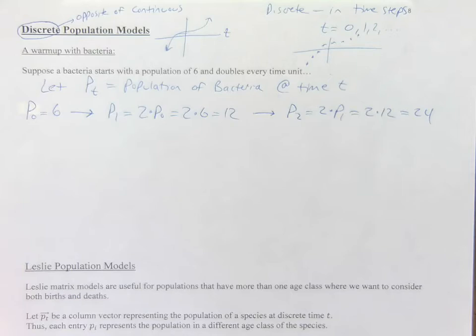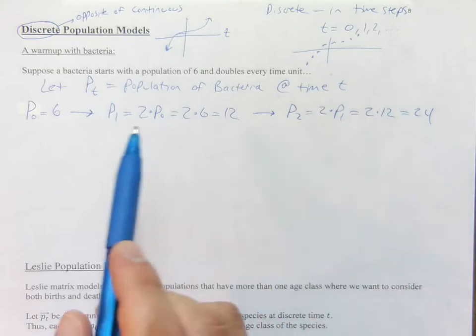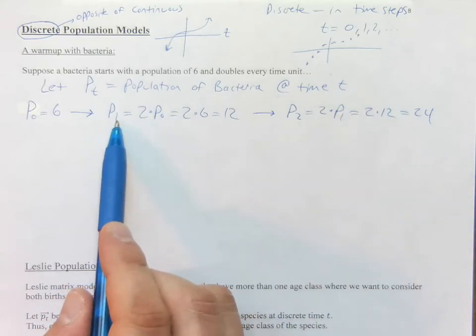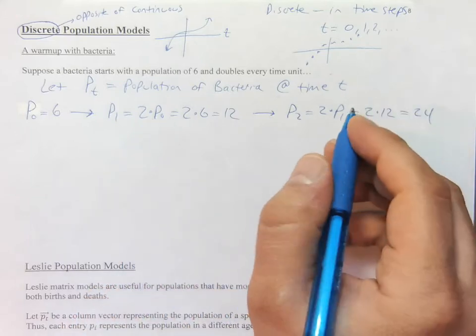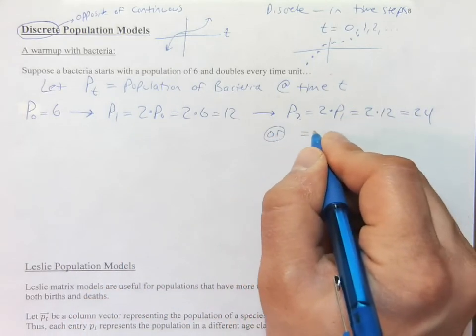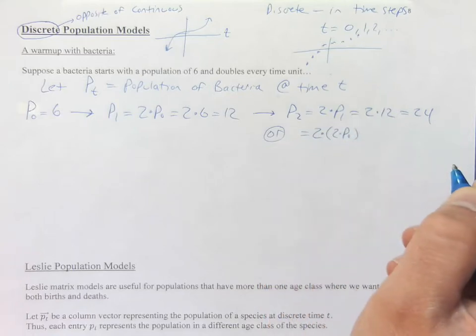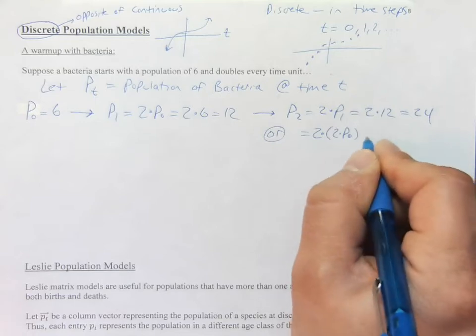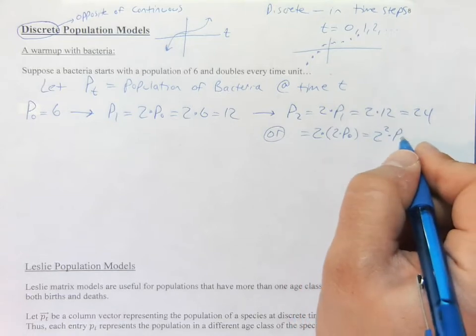But let's think about another way to write this. Instead of doing 2 times P1, we had this expression for P1, right? P1 was 2 times P0. And so another way to write this would be that 2 times P1 could be 2 times 2 times P0, which is 2 squared times P0. I'm trying to come up with a pattern here.